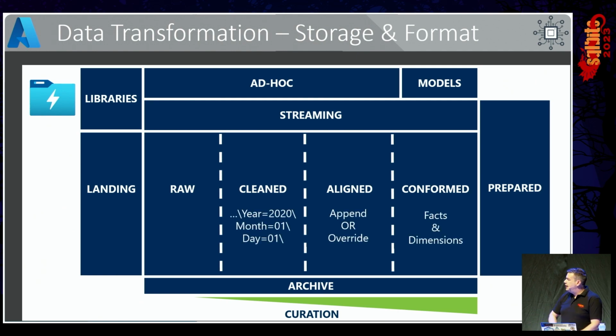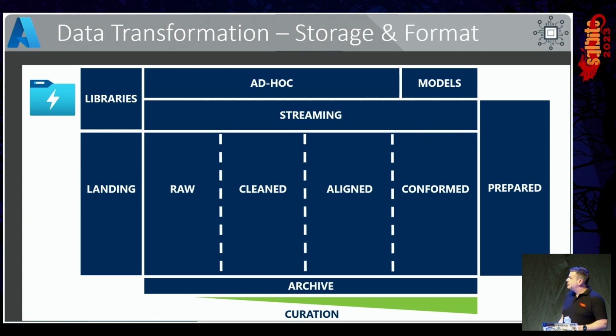We might have partitioning for our clean layer. We might do some append or overwrite in that aligned layer. Maybe. We might start thinking about a Kimball style fact and dimension schema in the conformed layer. Again, entirely up to you. Do we need all of these things in this picture? Probably not. Now, we try and simplify things in a medallion architecture, as we like to call it, with bronze, silver, and gold. Do we like bronze, silver, and gold? Is that a nicer way to describe it? It's fine.